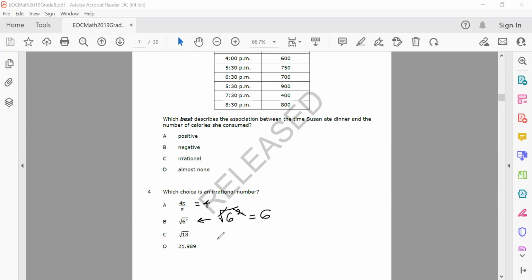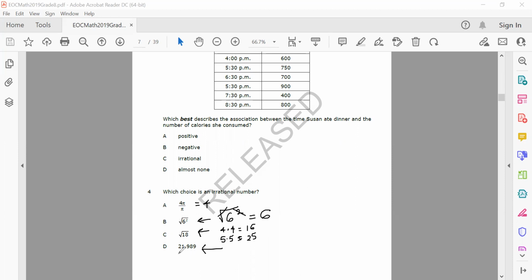Answer choice C, square root of 18. What is the square root of 18? It is not a regular number like, let's see, 4 times 4 gives us 16. 5 times 5 gives us 25. So we know the square root of 18 is somewhere in between 4 and 5, but we're not quite sure what that number is. Well, let's go to answer choice D.